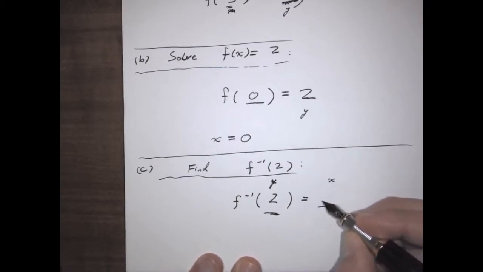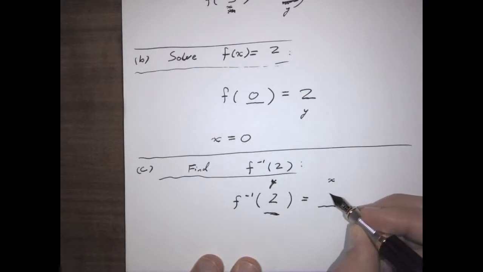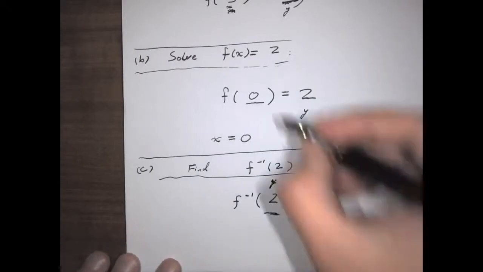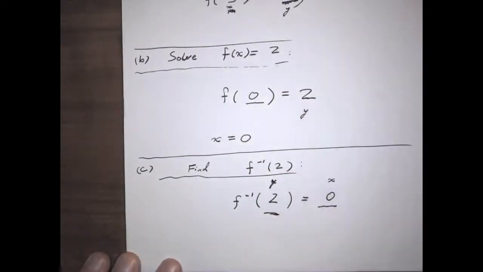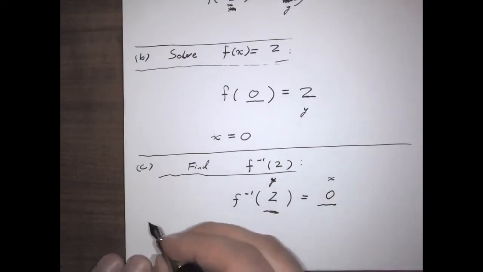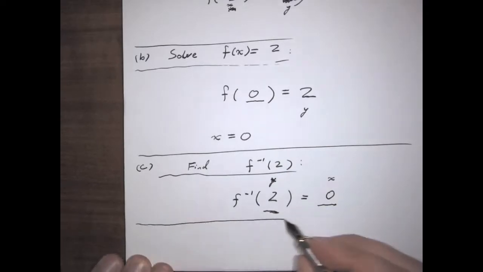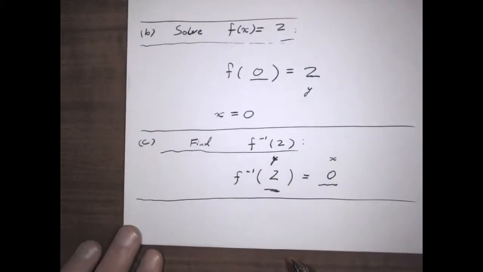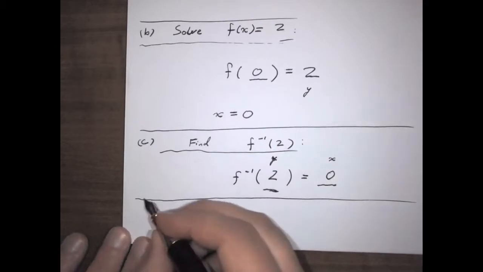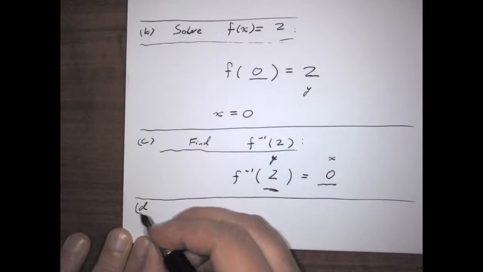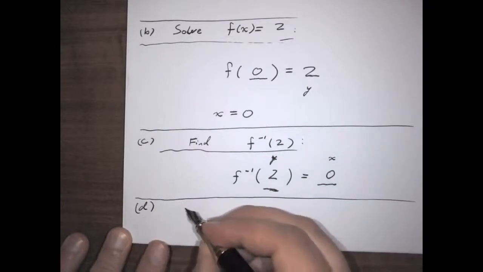Now the x value that goes with the y value of 2, as we just saw, was 0. So now basically the shoe is on the other foot. What was once a 2 has become a 0. What was once a 0 has become a 2. Everything is switched in inverse land. Input becomes output, output becomes input, x becomes y, y becomes x, domain becomes range, range becomes domain, horizontal becomes vertical, vertical becomes horizontal. Everything is switched around.